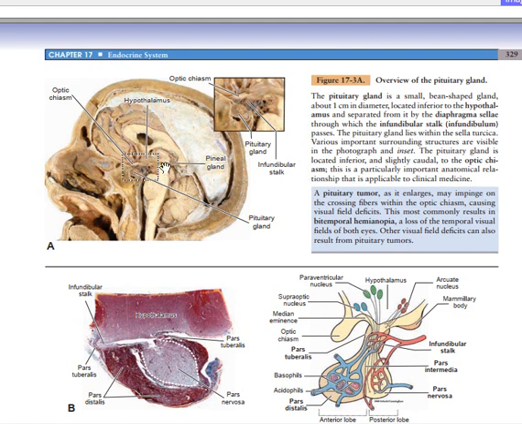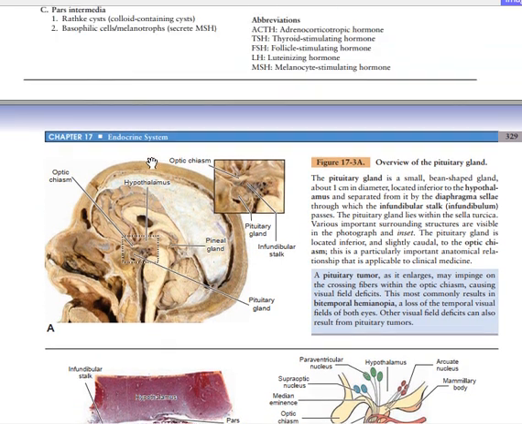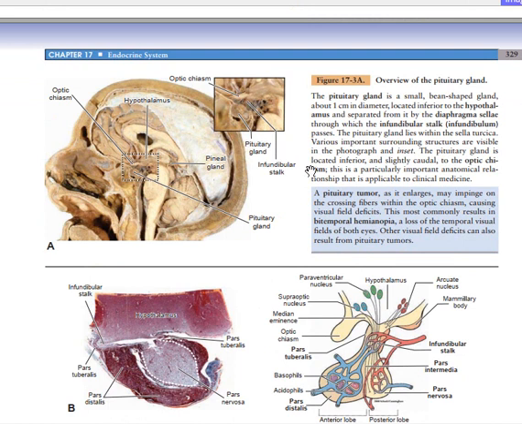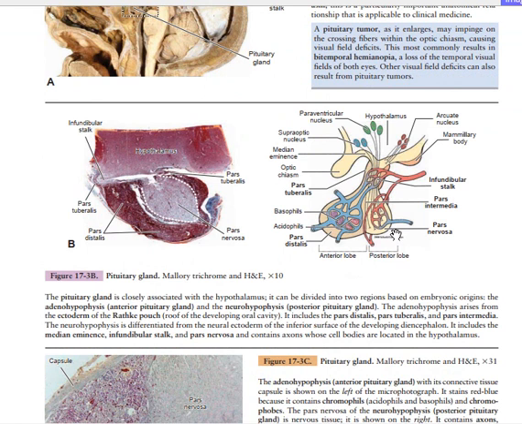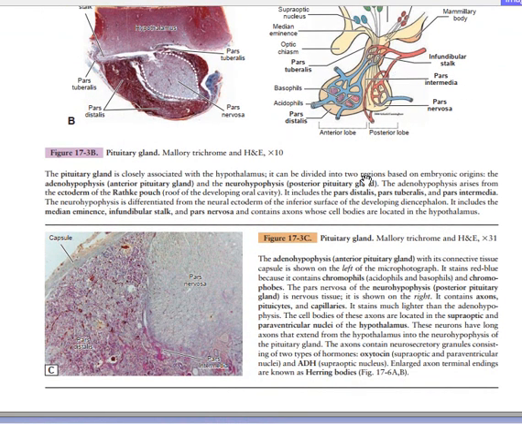Just posteriorly we have the pineal gland. So the pituitary gland is above here. Now the optic chiasm is just anterior to the pituitary gland. That's why the clinical correlation is that when you have a pituitary tumor, you can have a compression of the optic chiasm, which can result in bitemporal hemianopsia. That is, the patient is not going to see at the sides of his body, at the temporal sides.